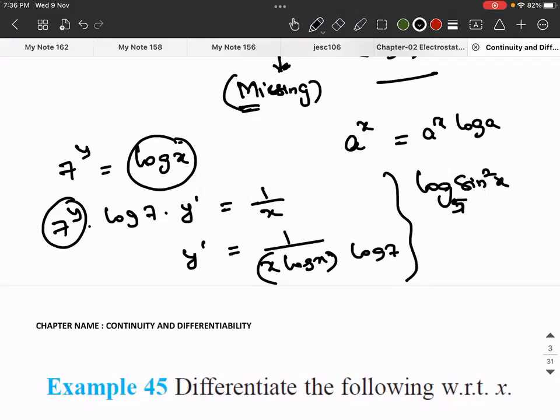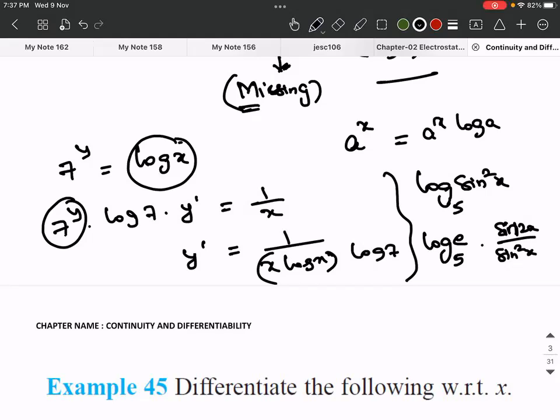It's base 5, okay? Not 7. Log e base 5 into sine 2x upon sine square x. The derivative of this is 1 by sine square x into sine 2x. Is this what you're saying? Yes, sir. That's right. If you want, you can simplify and also write it.